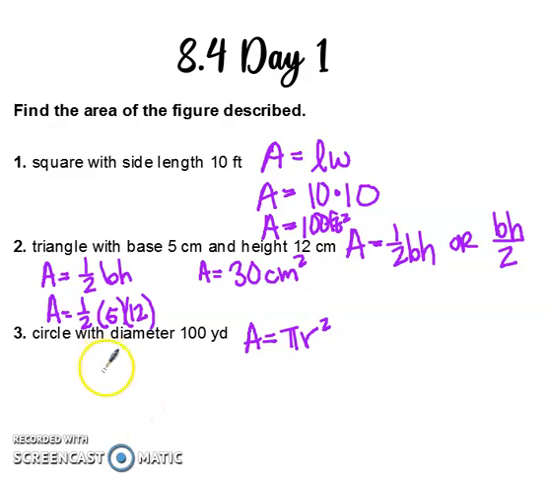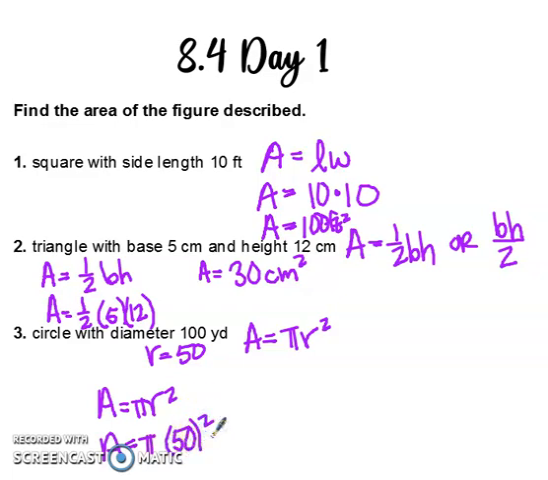So number 3 is a circle with the diameter of 100. If the diameter is 100, then the radius is 50. I'm going to write my formula down. I'm going to substitute in the value of my radius, and I'm going to use a calculator to estimate the value of pi. So 50 times 50, that's 2,500 times 3.14. The area is approximately 7,850 square yards.